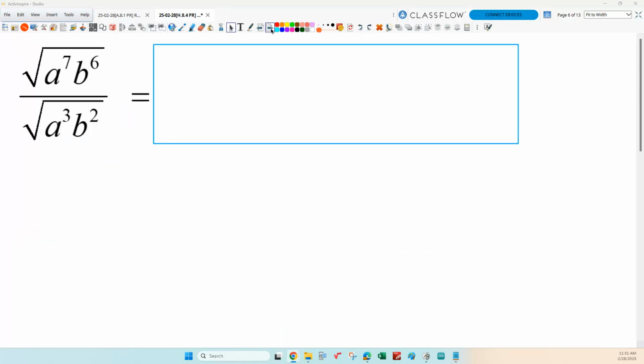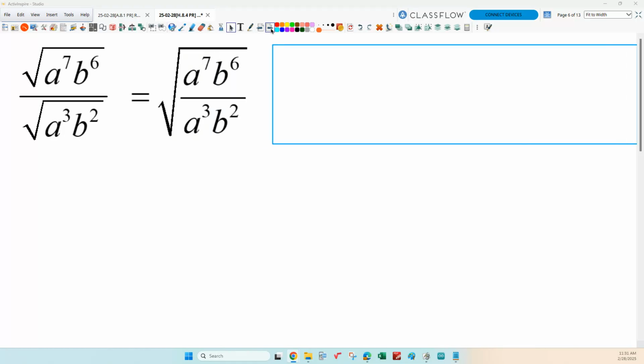What about that? Got some options here, right? I could simplify the top and the bottom separately. Any other ideas that might be a little more efficient? Yeah, I could put it all under one radical, couldn't I? And then try to simplify that radicand. Yeah, what if I did that? That's not a bad idea, right?